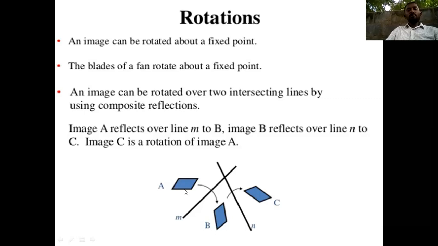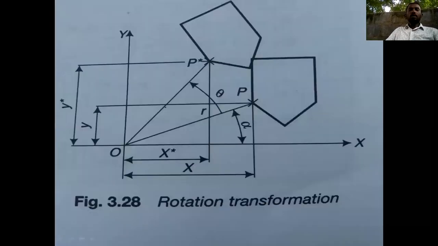The first image is like this, the initial one. We can rotate based on the M line, rotating object A to B. Then with the N line we are rotating B to C1. So it is the rotation. See here, rotational transformation. It is a graphical representation of the object.